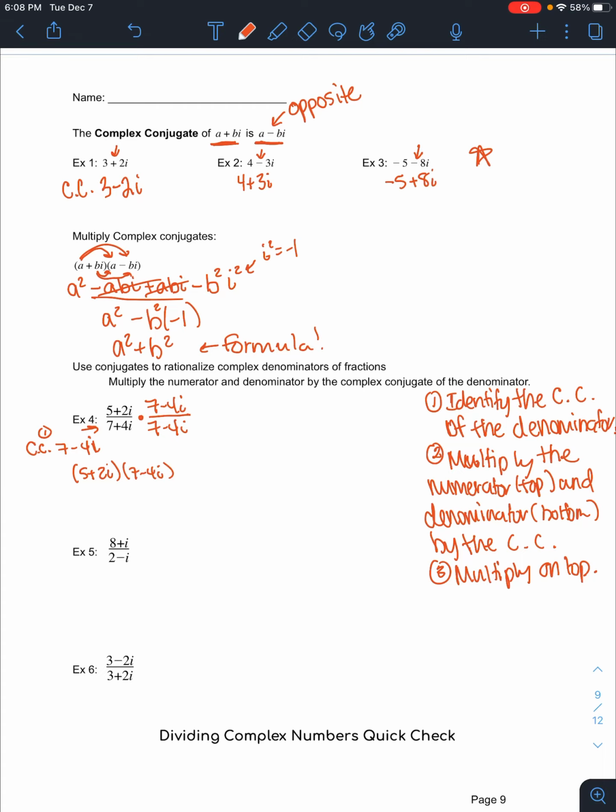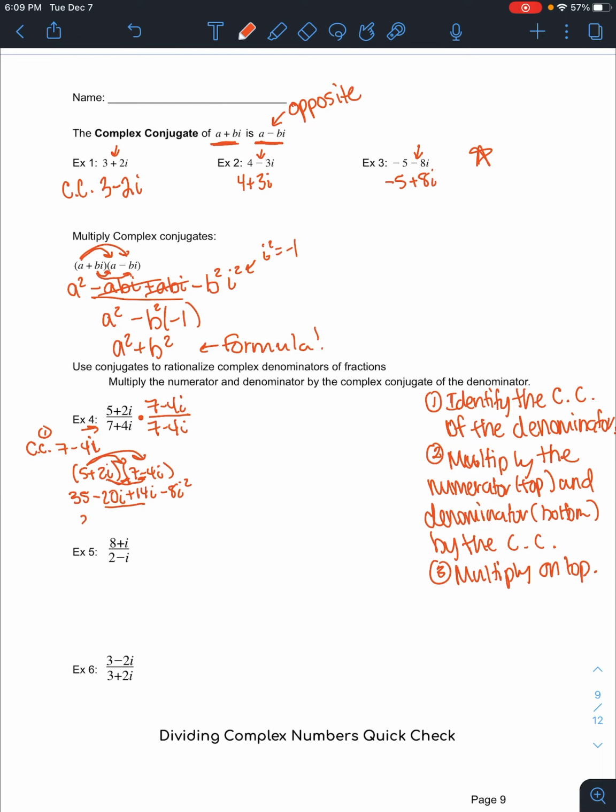And this is just like what we were doing yesterday. We learned how to do this yesterday. So I have to distribute. 5 times 7 would be 35. 5 times negative 4i, well, 5 times 4 is 20, so this is negative 20i. 2 times 7 would be plus 14i. And 2i times negative 4i would be minus 8i squared.